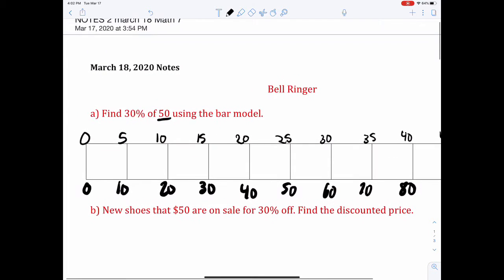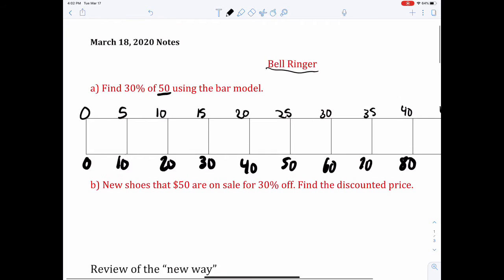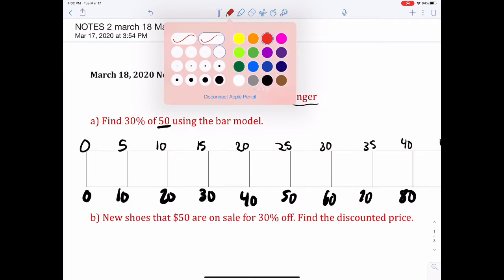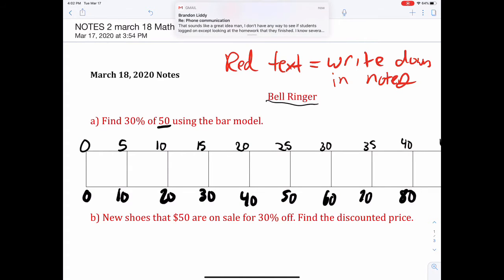Alright, you may have noticed that there are some things in red. If there are things in red that are already on the paper, things I haven't written yet, those are things you need to write down in your notes. I'm not going to make you write down everything, but if something's in red, I want you to write it down. It's important, and it's going to help you stay organized. And then everything else that I write or you think is important, write down too. But again, red text means write down in notes. Be organized because these notes will be getting collected when you return.